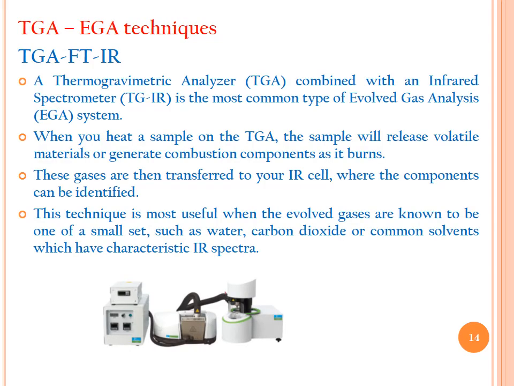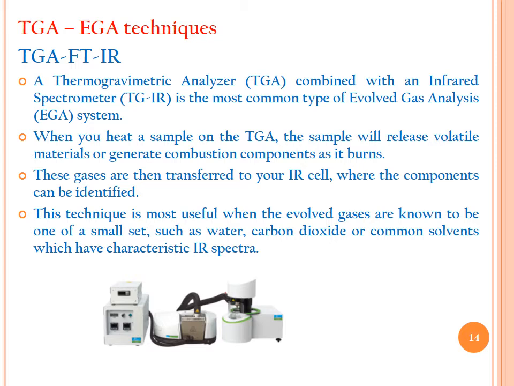Now discuss the TGA-FTIR. A thermogravimetric analyzer, TGA, combined with an infrared spectrometer is the most common type of evolved gas analysis, EGA, system. When you heat a sample on the TGA, the sample will release volatile materials or generate combustion components as it burns. So these burned components, as a result of combustion, can easily be detected by FTIR.